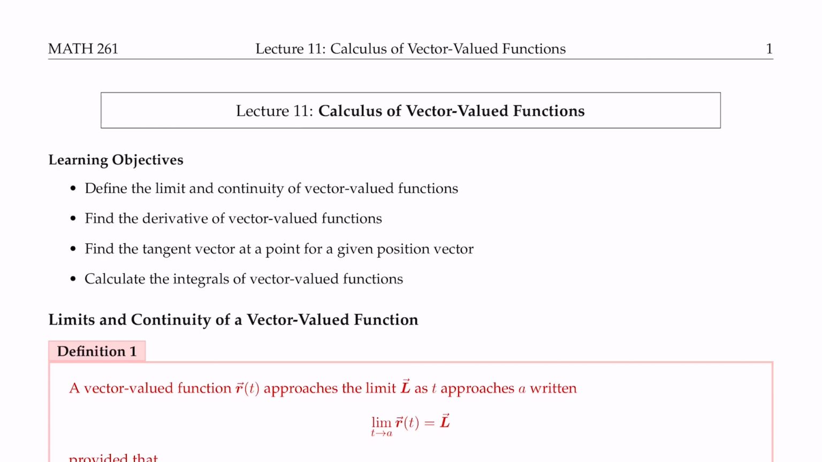The limit of vector valued functions in 2D or in 3D is defined much as it is for scalar valued functions, which are the regular functions that we learned. Hopefully, at the end of this lecture, we will be able to define the limit and the continuity of vector valued functions. We again revisit the different rules we can apply to find the derivative of vector valued functions, and we're also going to learn how to find the tangent vector at a point for a given position vector. At the end, we're going to calculate the integrals of some vector valued functions.